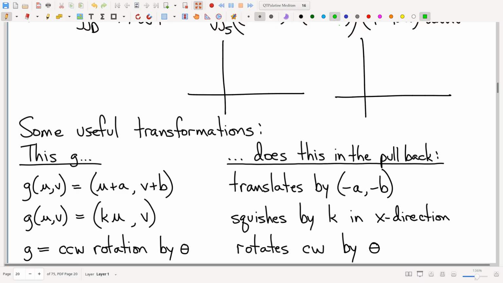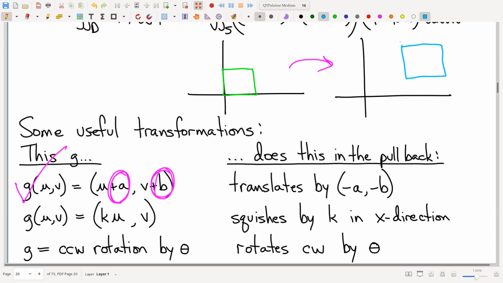If I start with a domain like this, and if I translate like so, notice I'm adding a comma b to everything, right? That entire green square is going to get translated by the vector a comma b. It'll then find itself something like that.